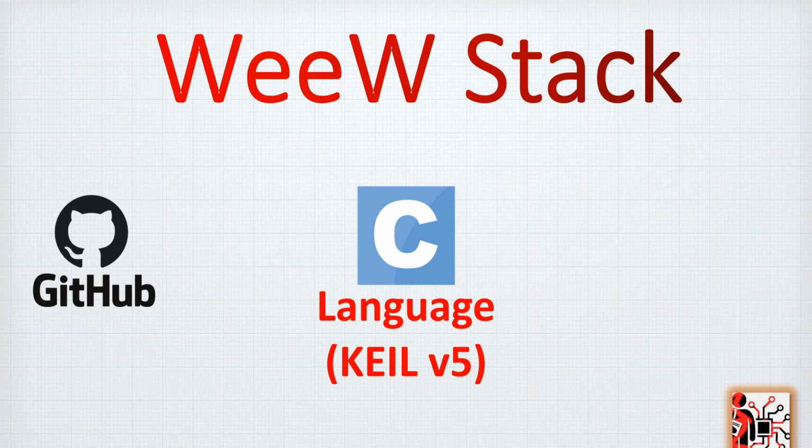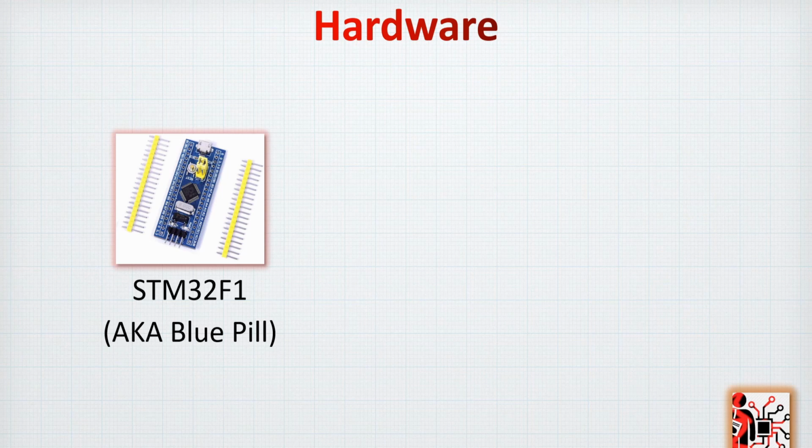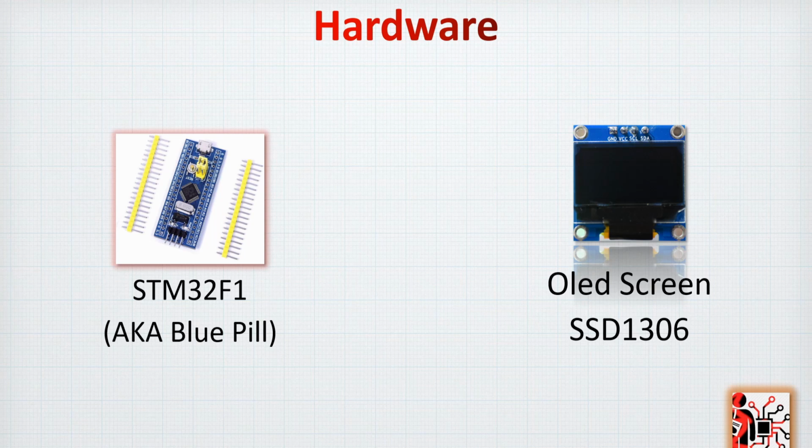The language that will be used is C, and the program that we are going to use for writing the code, loading and debugging is Keil version 5. Finally, as we are going to use some previous libraries, the level required for this video is intermediate. The hardware that we are going to use is the STM32F1, aka Blue Pill, and the OLED screen, the SSD1306.